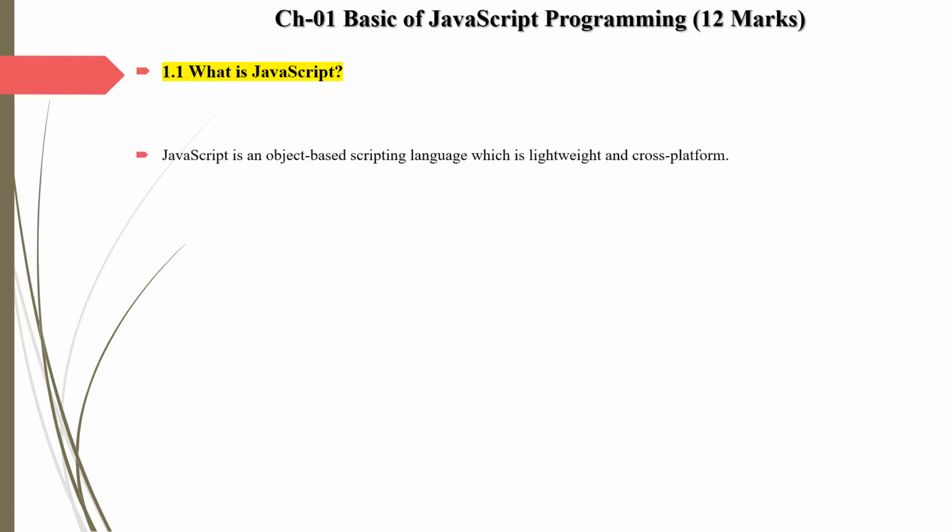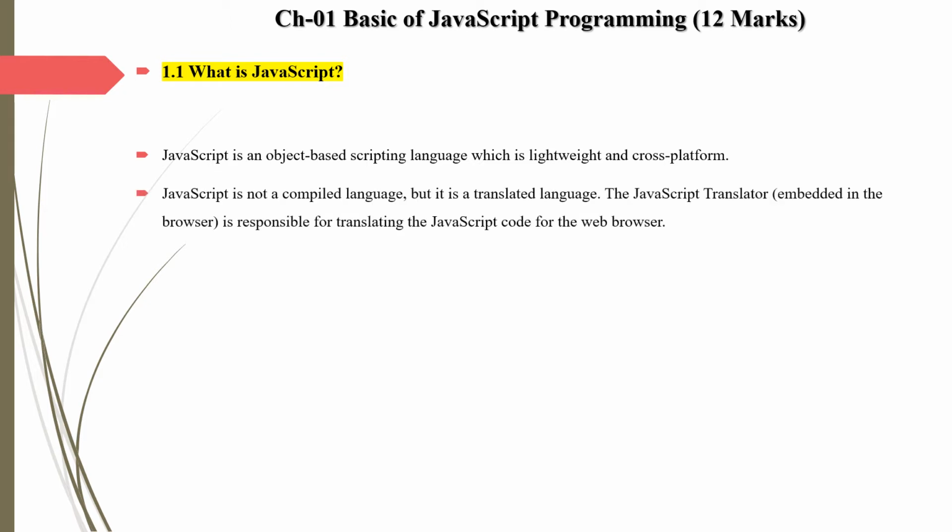JavaScript is an object-based scripting language which is lightweight and cross-platform. Simply remember, JavaScript is a scripting language. JavaScript is not a compiled language, but it is a translated language. The JavaScript translator is responsible for translating the JavaScript code for the web browser, and the translator is already embedded in the web browser.